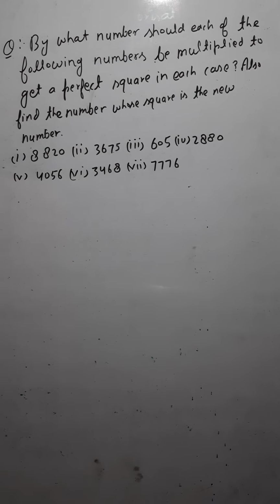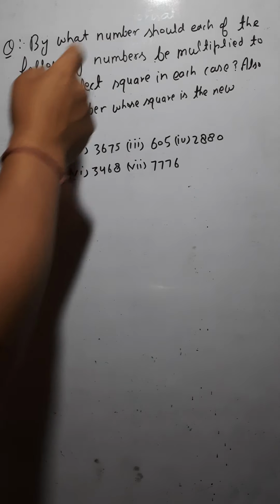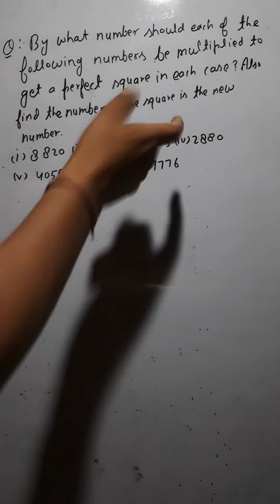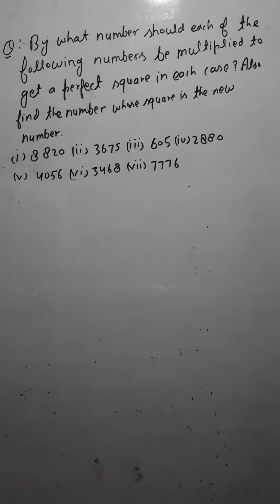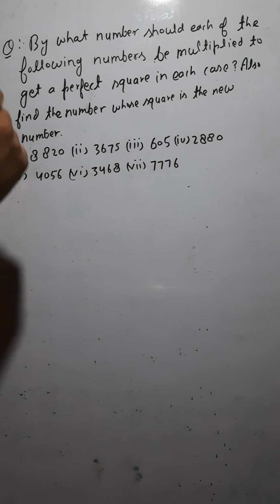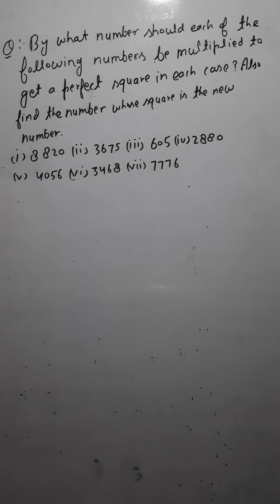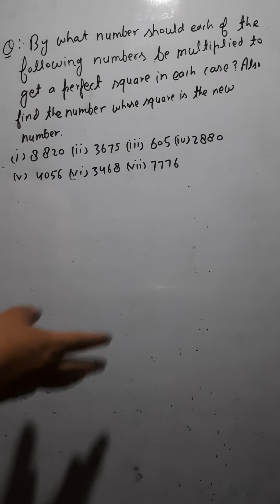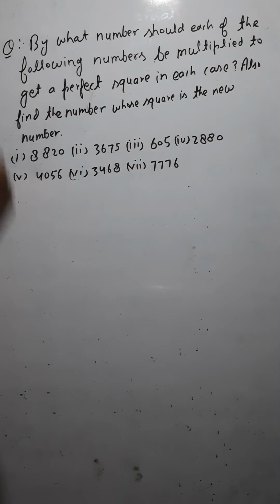Now the next question is, by what number should each of the following numbers be multiplied to get a perfect square? In each case, also find the number whose square is the new number. So you have to find out by which number you should multiply the given number so that it could become a perfect square. That you have to check.